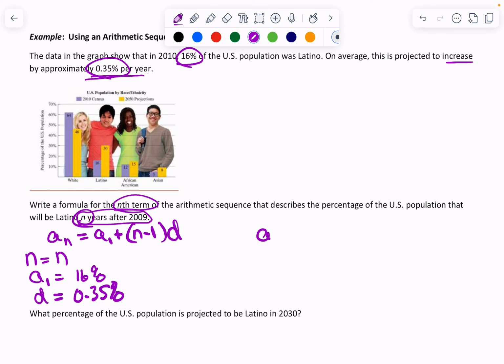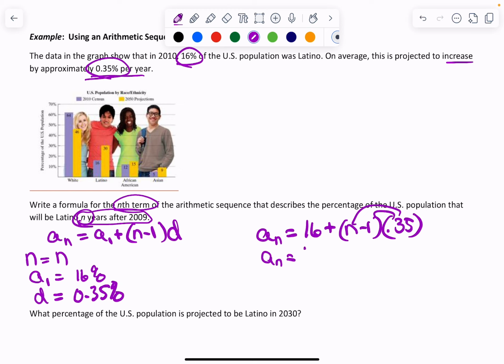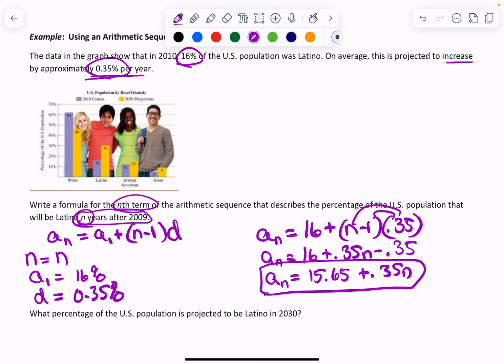So our nth term, our first term is 16 plus n minus 1 times 0.35. Now we need to distribute the 0.35, so we get 0.35n minus 0.35. Combine like terms. So 16 minus 0.35 is 15.65 plus 0.35n. That is our general term for this.